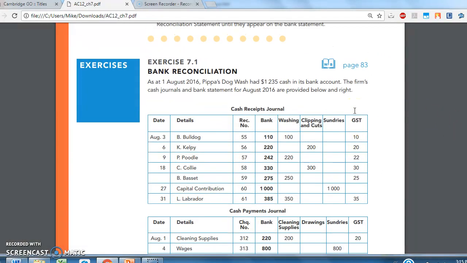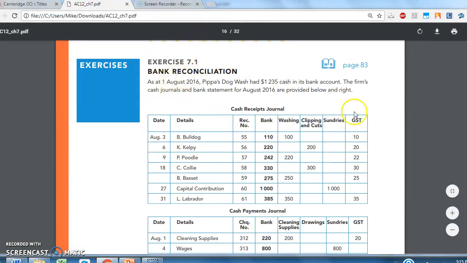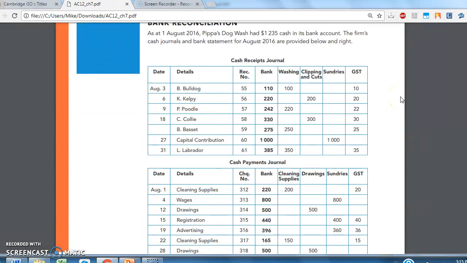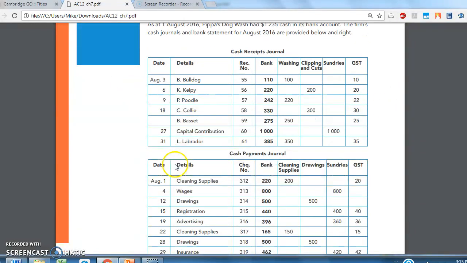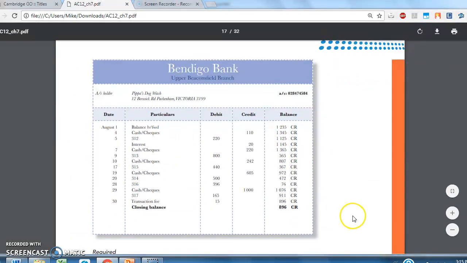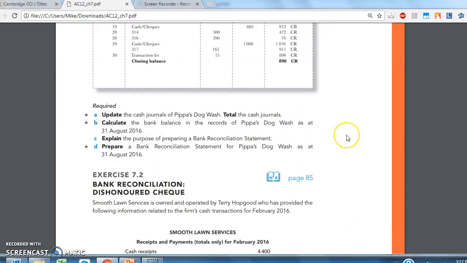So once again, some of this might not make a lot of sense until we go to an example. So if we go to exercise 7.1, so bank reconciliation. As at 1st of August 2016, Pippa's Dog Wash had $1,235 cash in its bank account. The firm's cash journals and bank statement for August 2016 are provided below and right. So what we have in here, in our cash journals, should theoretically match what is in our bank statement.